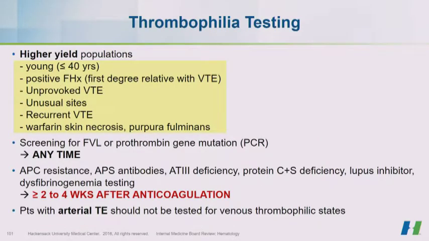Thrombophilia testing is mainly useful in patients who have a high yield that you will find something, and only for patients with venous thromboembolism, not with arterial thromboembolism. Whatever you test, it will not give you any information about how long you should anticoagulate a patient. The highest yield populations are younger patients, less than 40 years, with a positive family history, unprovoked clotting episodes, unusual sites, as I said before, splanchnic bed, Budd-Chiari, otherwise cerebral thrombotic episodes, recurrence of thrombosis, for instance.